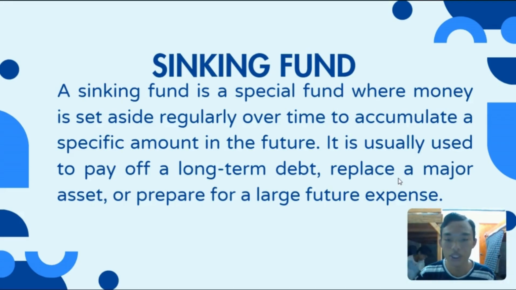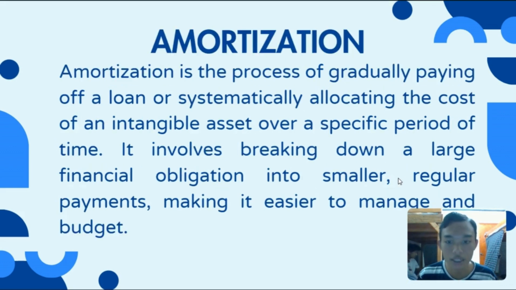Now, let's move on to what amortization is. Amortization is the process of gradually paying off a loan or systematically allocating the cost of an intangible asset over a specific period of time. It involves breaking down a large financial obligation into smaller, regular payments, making it easier to manage and budget.